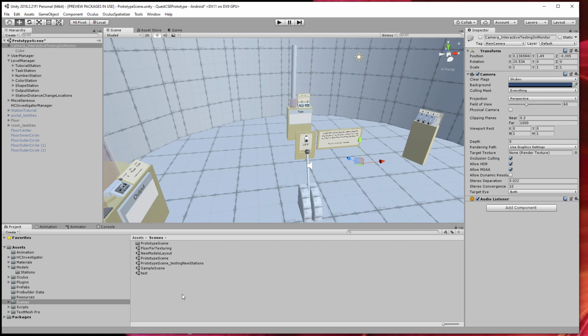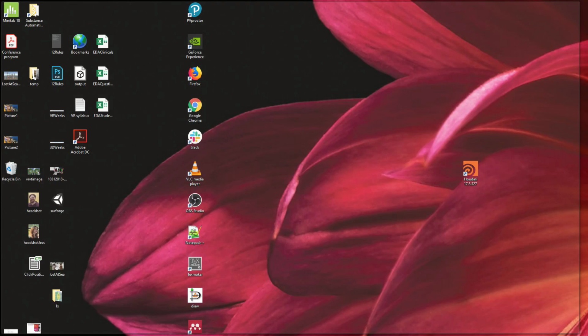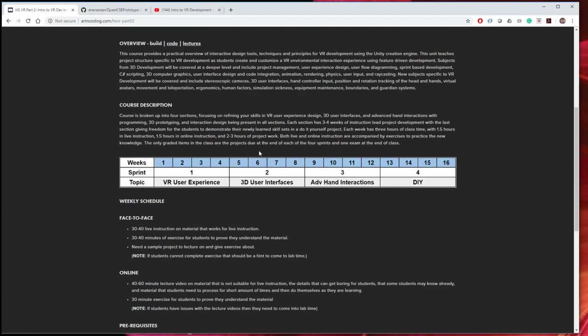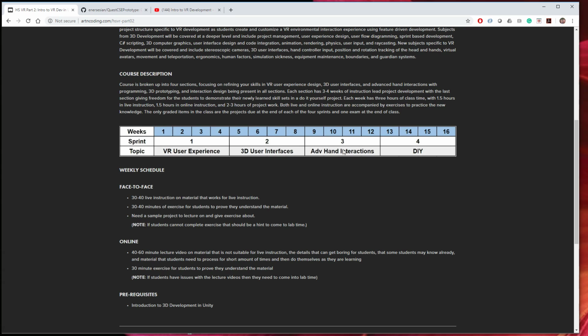So that actually was a good overall. I'm going to jump back to the website. Actually, that is basically going to be the gist of what this will be. You see here, Sprint 1 is user experience, Sprint 2 is 3D user interfaces, Sprint 3 advanced hand interactions, and Sprint 4 is do your own project.